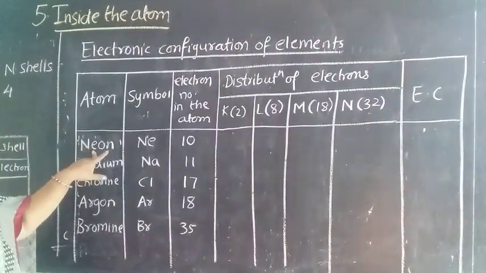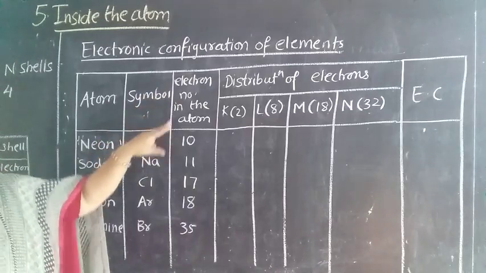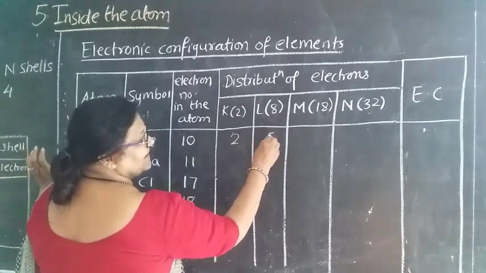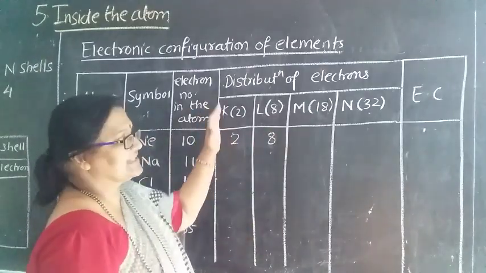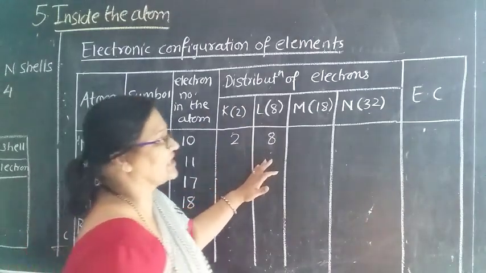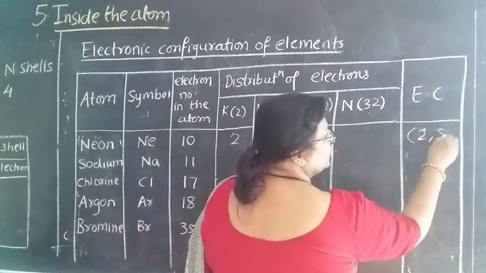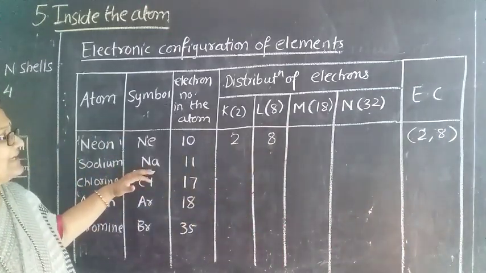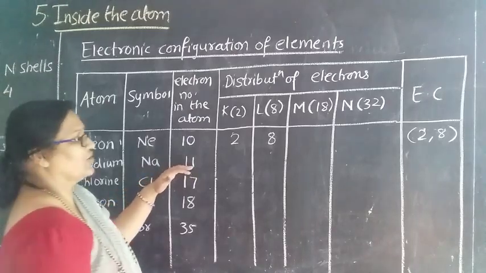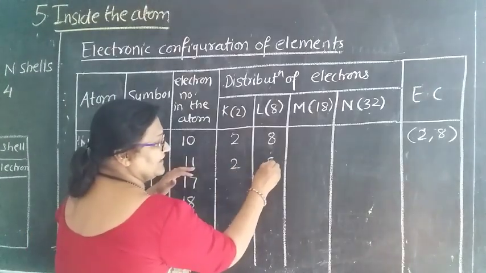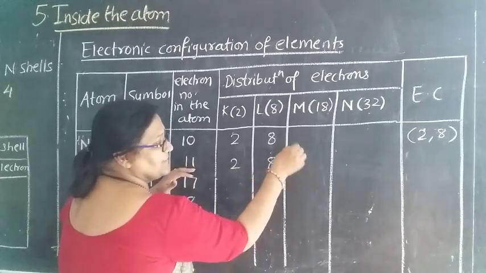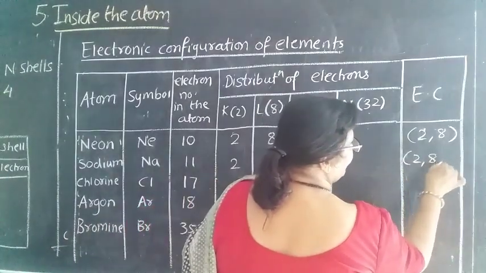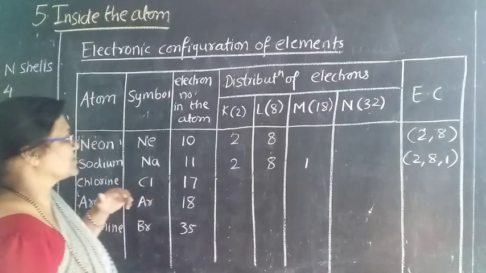Next, neon. The symbol is Ne and the number of electrons is 10. So how are we going to fill here? 2 and 8. 2 electrons in the K shell and 8 electrons in the L shell. So the electronic configuration will be 2, 8. Then the next one, sodium, which has the symbol Na and 11 electrons. So how are we going to fill? 2, 8. 2 plus 8 is 10. 1 remains. That 1 will be filled into the M shell. So 2, 8, 1 will be the electronic configuration of sodium.